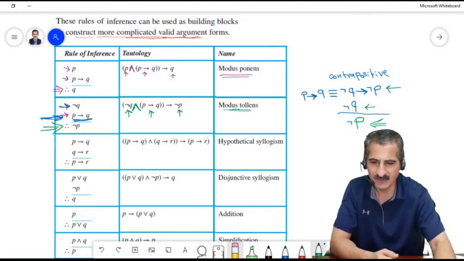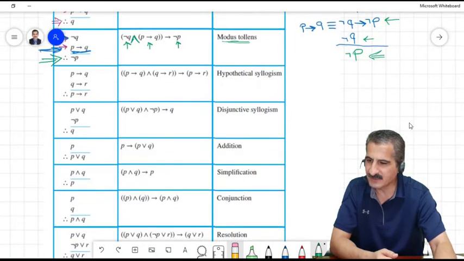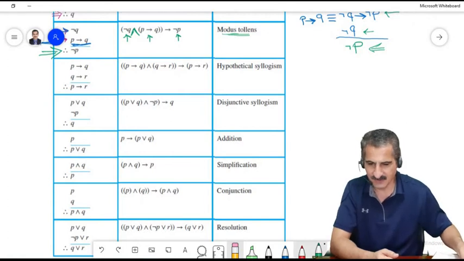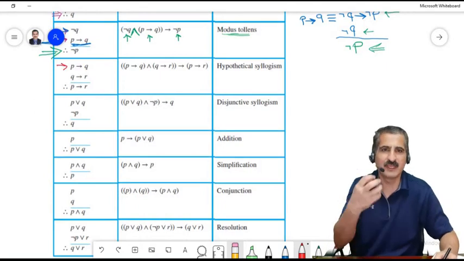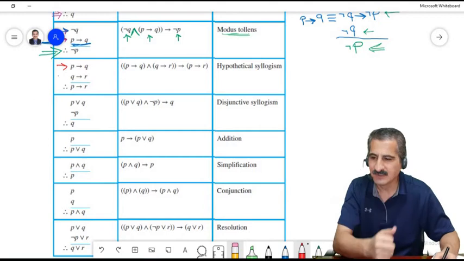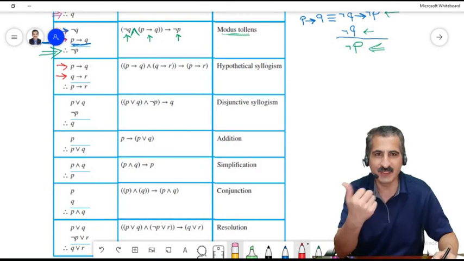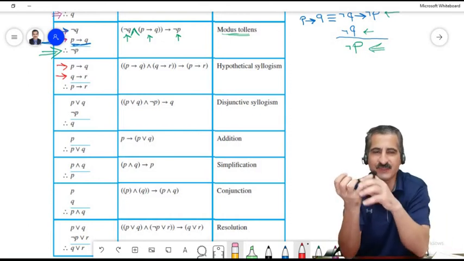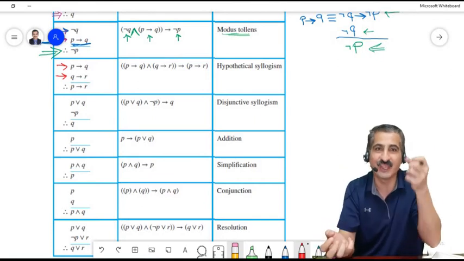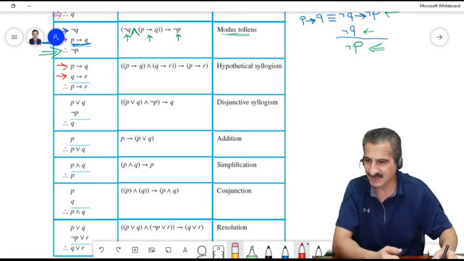Okay. Now the rules of inference, the remaining ones are easier. You can conclude it right away. Now this says P gives Q. If we have P, then Q happens. And this says Q gives R. If we have Q, then R happens. Now look at it. If we have P, then Q happens. If we have Q, then R happens. So if we have P, then R happens. So it is the conclusion.